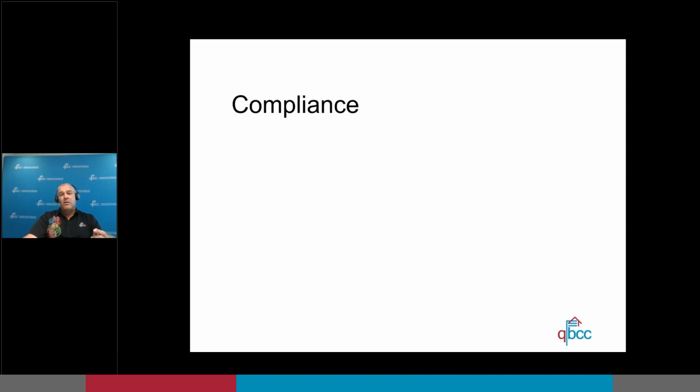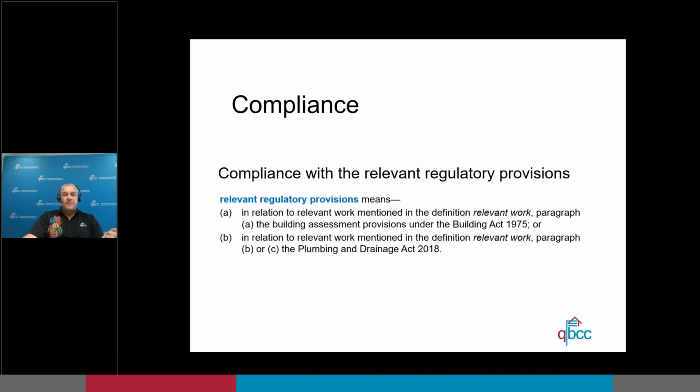The next part is compliance. That's compliance with what we call the relevant regulatory provisions, and there's the definition of relevant regulatory provisions. My colleagues are just sticking up some links there to the Building Act, the Plumbing and Drainage Act, and the NCC volumes 1, 2, and 3, which are all applicable for NCBP.